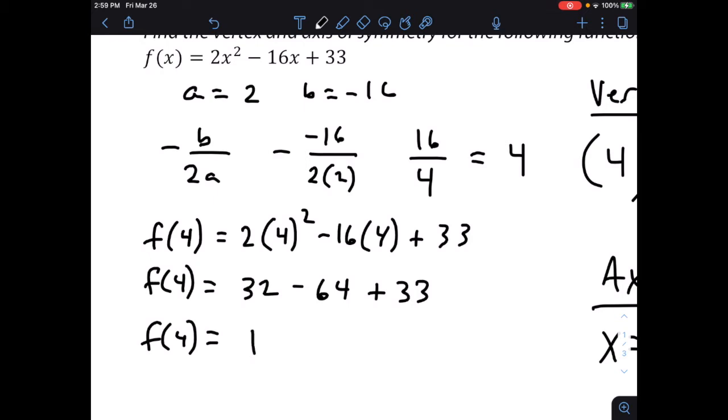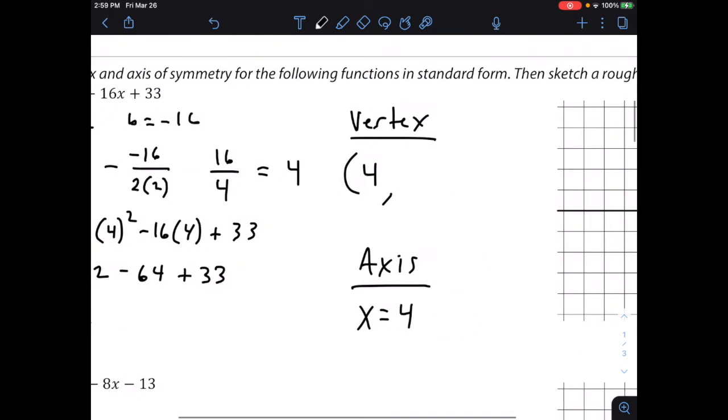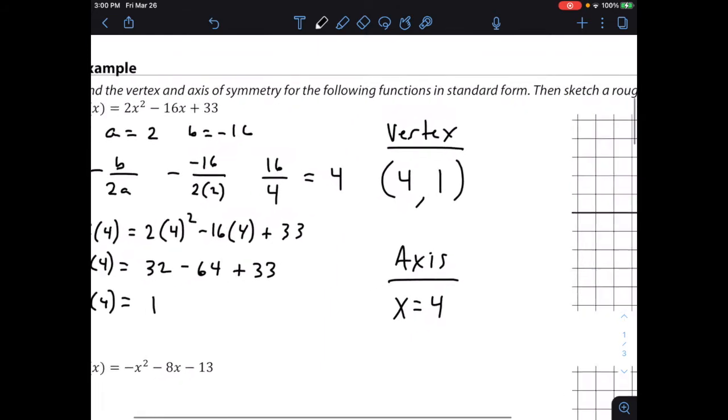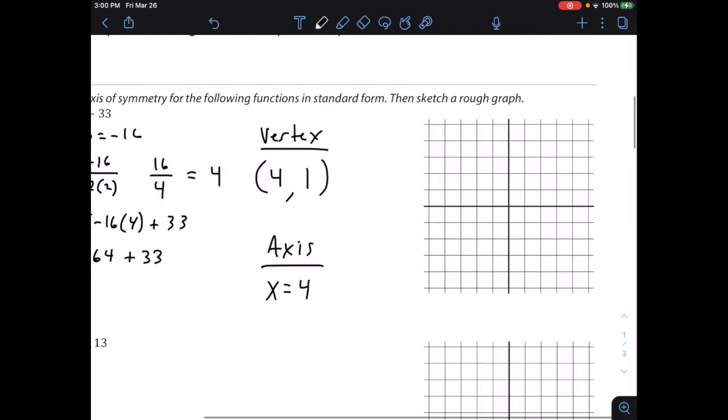So we're going to go ahead and plug in positive 1 for our vertex. So the y value of our vertex is positive 1. And then we can go ahead and graph that. So we're going to graph this function. We know the vertex is at (4, 1), so I can plot that point here, (4, 1). So that's my vertex.